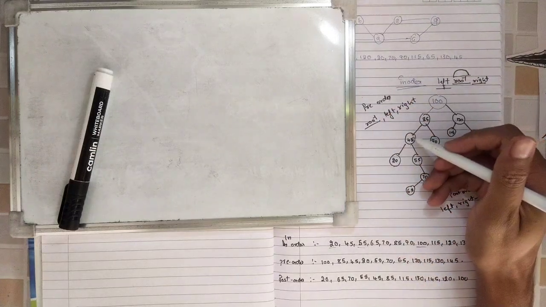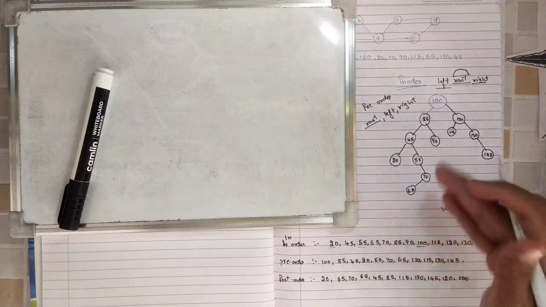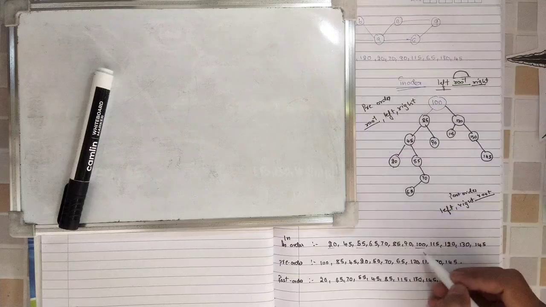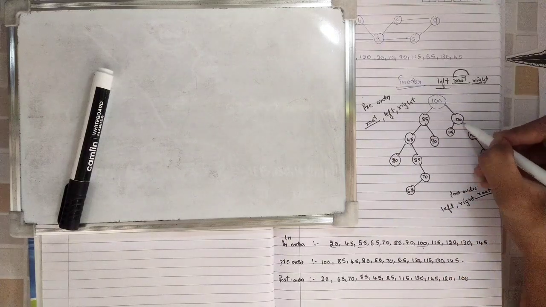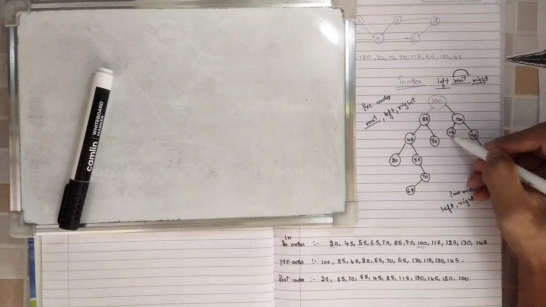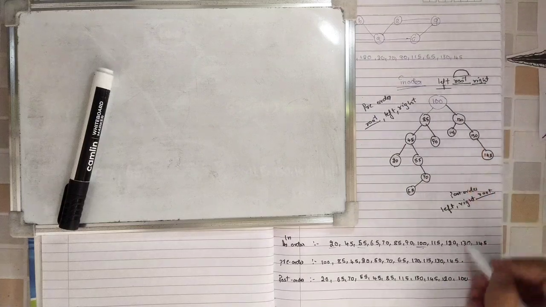Then again this left is over, then root, then right, 85, 90. So, left part over, now root I will write. So, it comes here, then I go for right part. So, first here it is again root, so you cannot write root. So, first I will write left. As soon as I write left, I will write my immediate root, 115, 120, then 130, 145.